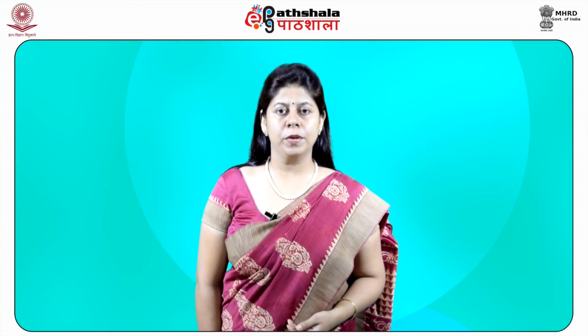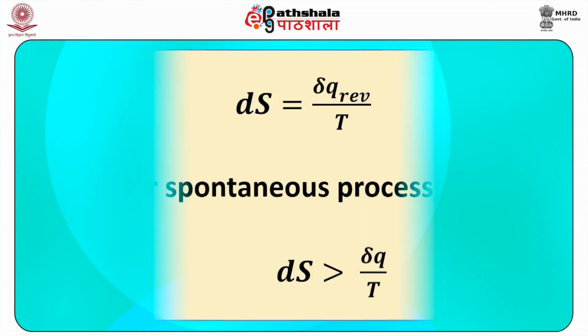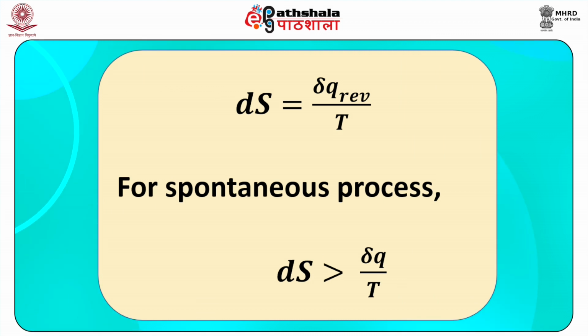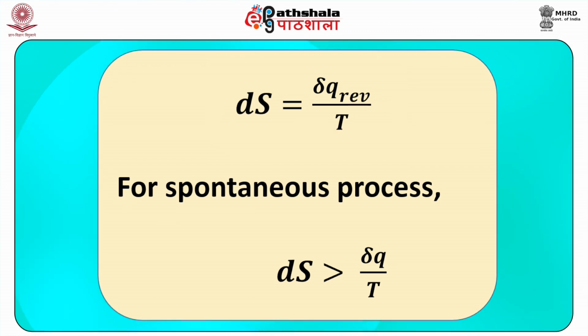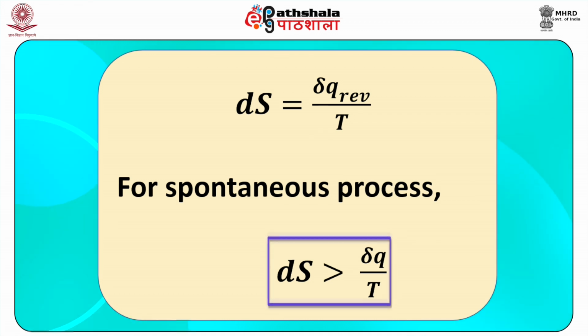In the steady state condition, macroscopic properties like pressure and composition remain the same with time, but dissipative processes continue to change in a system. Infinitesimal change in entropy is defined as dS = δQ reversible / T. For a spontaneous process, it is defined as dS > δQ / T.